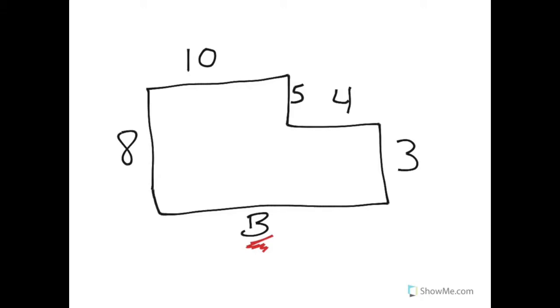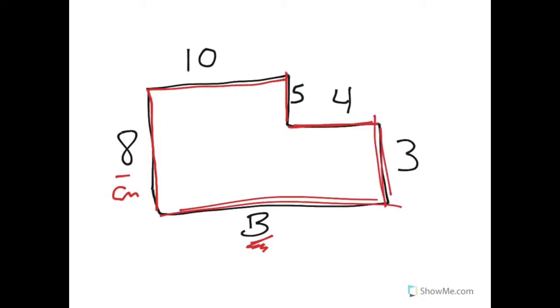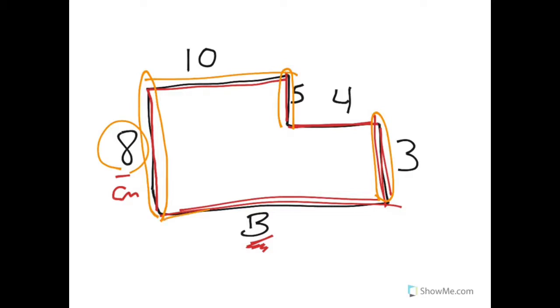Now I want to point a couple of things out. This side is 8, and we'll say centimeters again, 8 centimeters long. This is 10. This is 5. This side is 4. This is 3. And then this side is our unknown. We don't know what B is. But I want to point something out to you. Maybe you've noticed it already. This side is 8. This side plus this side, isn't that the same distance? You have 5 and 3 also equal to 8.